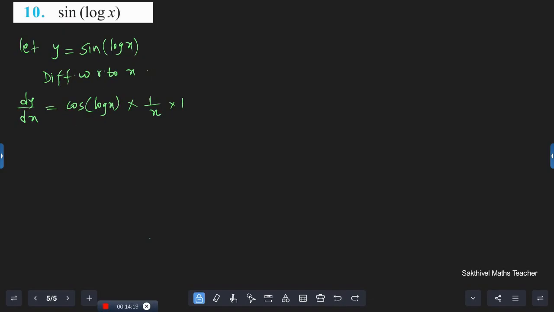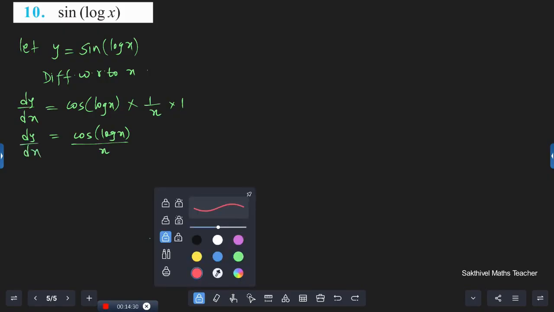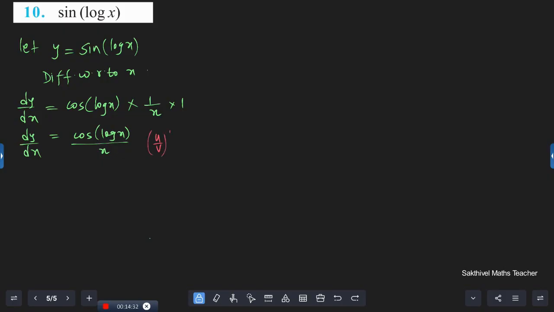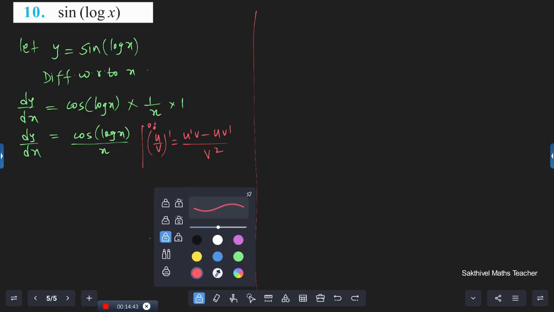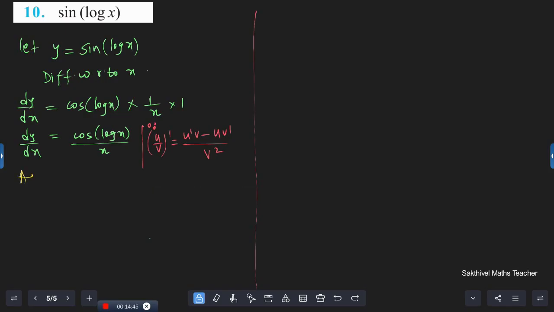Next let's simplify this. What is that? Cos of log x divided by x. So that dy divided by dx is in the form of u by v. When you find the double derivative, you should use this formula. The quotient rule formula you should use. So what is that? The numerator is u, the denominator is v.